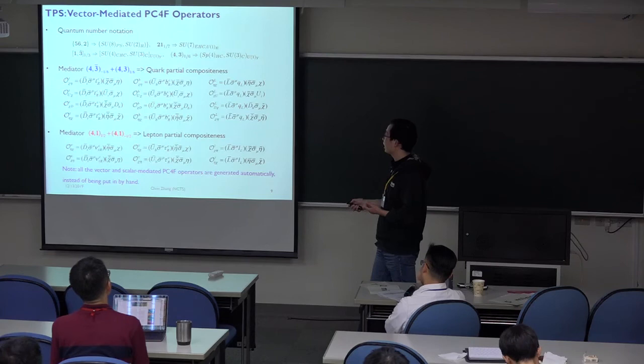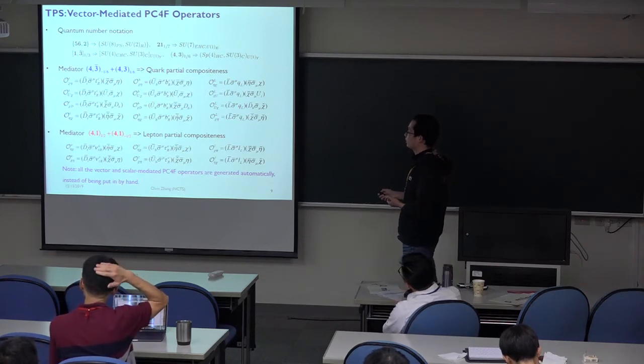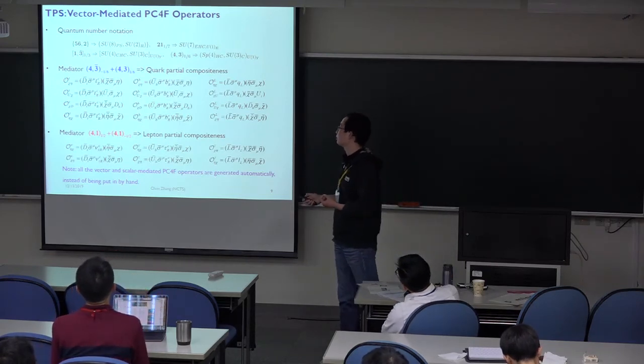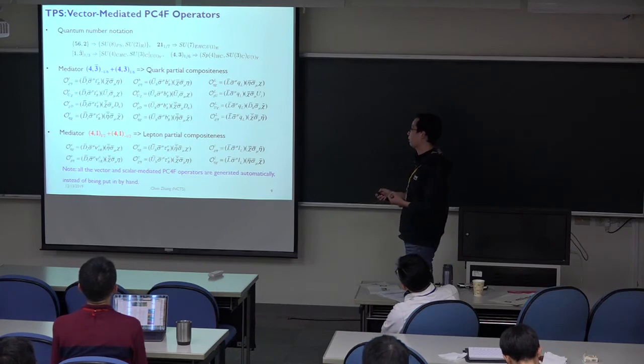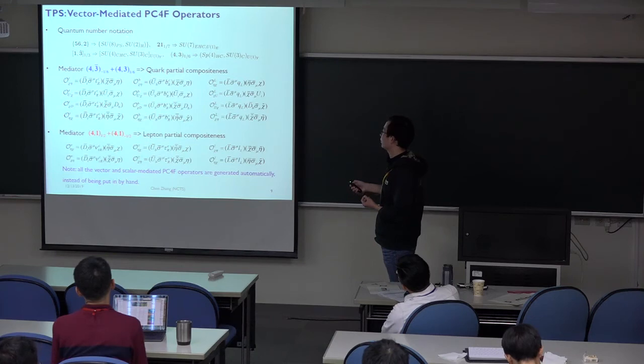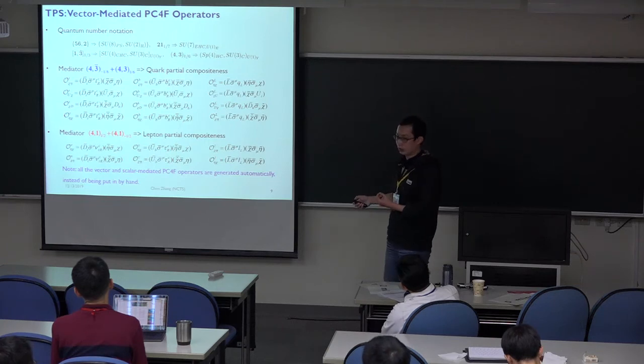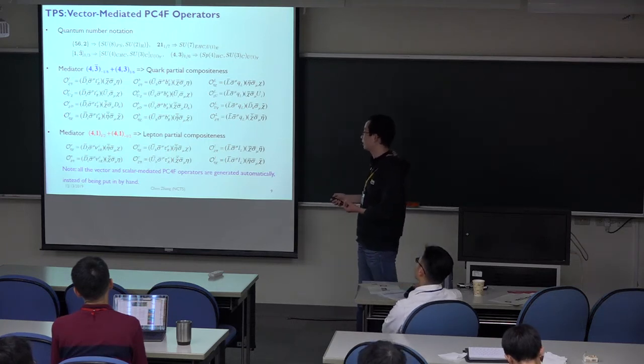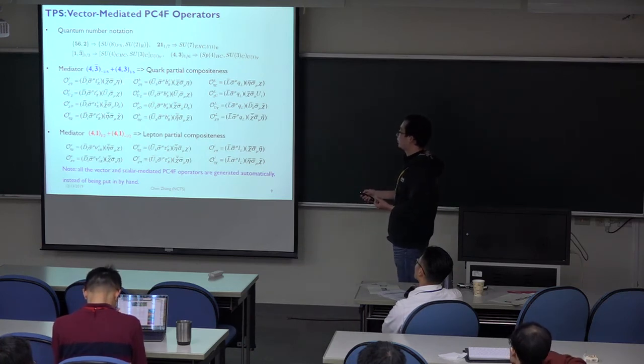Let us take a look and get a feeling for the vector-mediated partial compositeness in these 4-fermion operators. The quantum number notation is as follows, and the most important is that I use this notation for the Sp(4) hypercolor, SU(3) color, and U(1)_Y hypercharge quantum numbers. If you do the index decomposition for this partially unified gauge theory, you can find that there exist 2 massive gauge boson mediators with these quantum numbers.